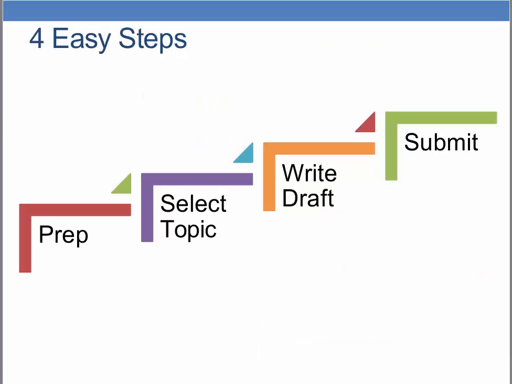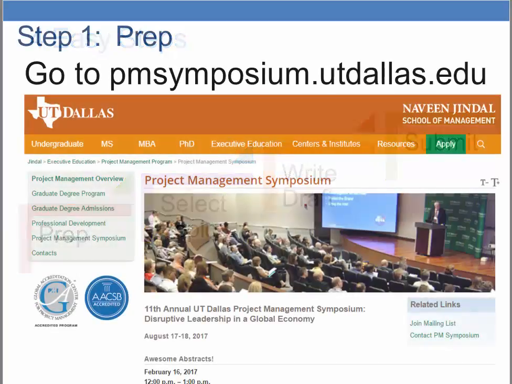We're going to talk about 4 easy steps to get ready to submit this abstract. First, there's some prep work that you're going to do to get ready. Then you'll spend some time thinking about and selecting your topic, writing the draft of the abstract, and then submitting it. This gets you from this point today, if you haven't already started on writing an abstract, all the way through to the deadline in March of submitting that abstract. I think it's the 17th.